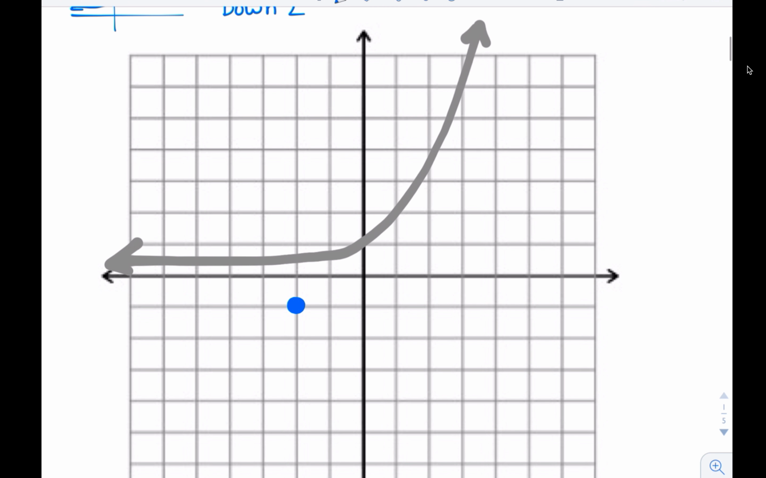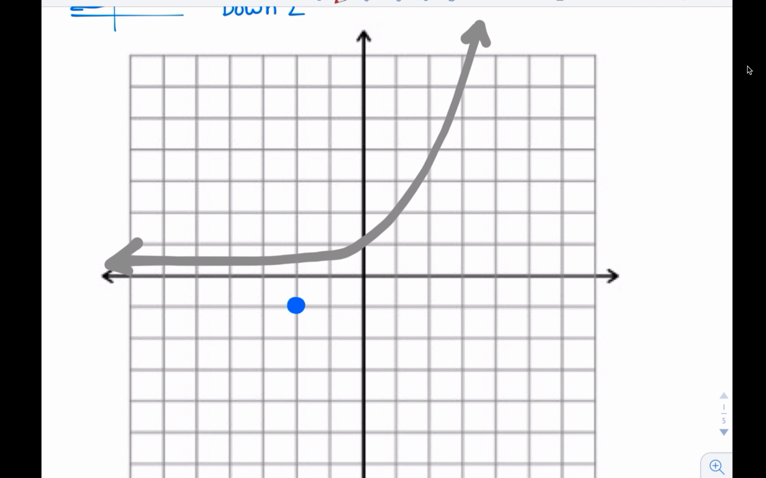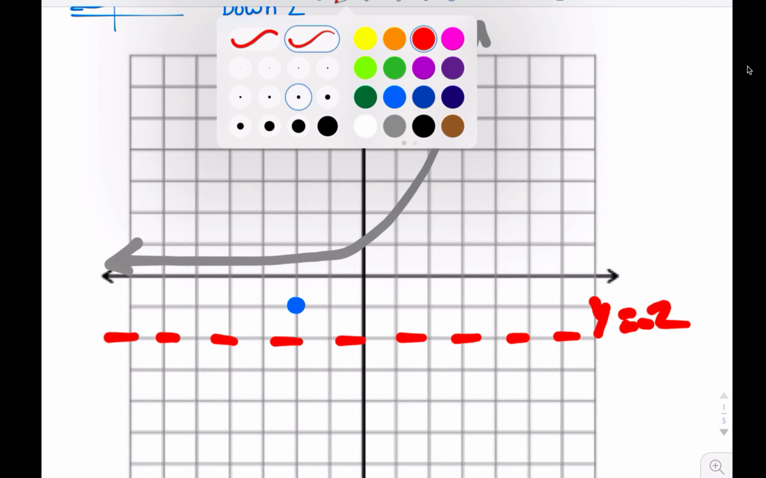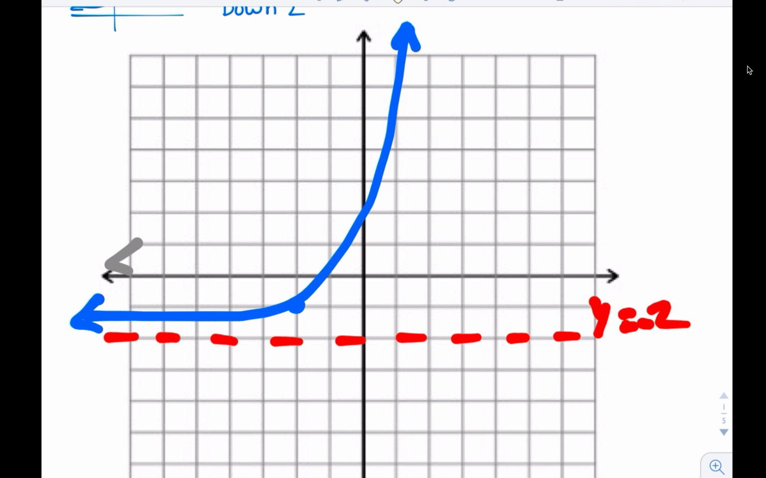Now, I normally have a horizontal asymptote at y equals 0, but because the graph is moving down 2, that's where the asymptote should go. So you should have an asymptote at y equals -2. Then from there, all we're doing is drawing the graph, so it should look like a growth. That's pretty much what 3 to the x plus 2, minus 2 looks like. I'm just going to get rid of the original.